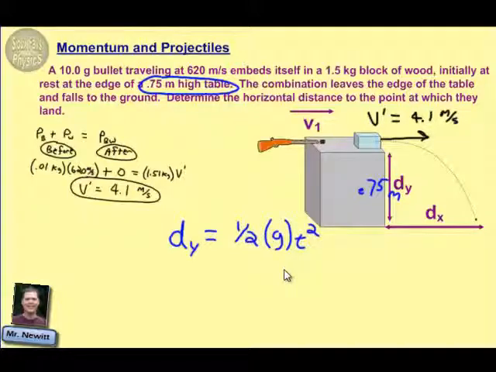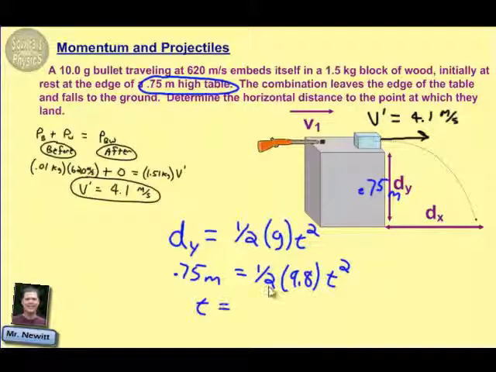Now, I'm able to use that equation because, again, I have no initial velocity in the y direction, so I don't need to worry about that component of that equation. So just plugging in here, I know that my dy is 0.75, 1/2 times 9.8, and I can solve for my time here. When I calculate that out, I end up getting a time that this block is in the air of 0.391 seconds.